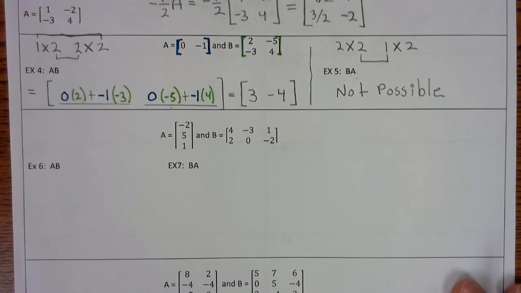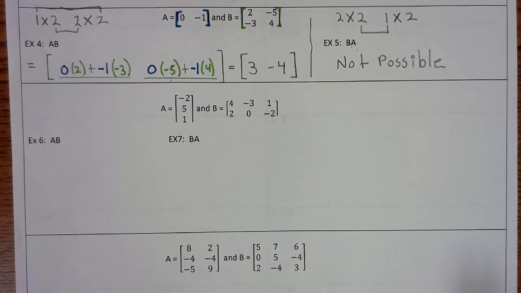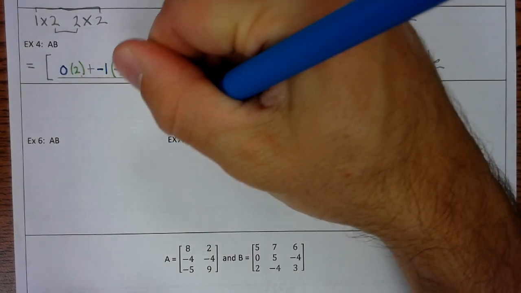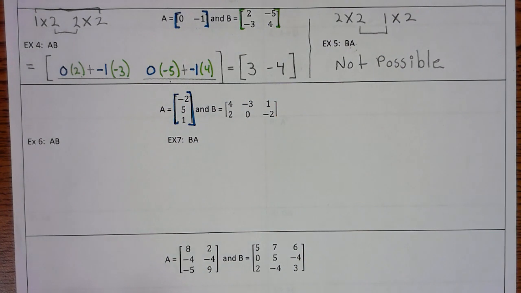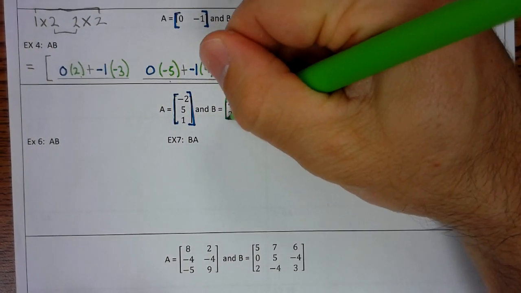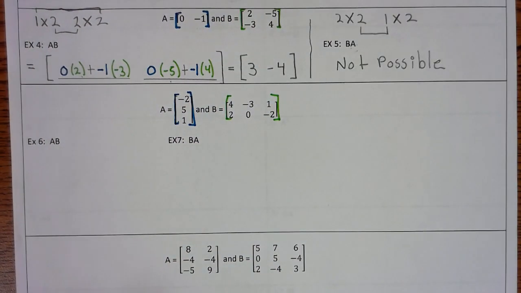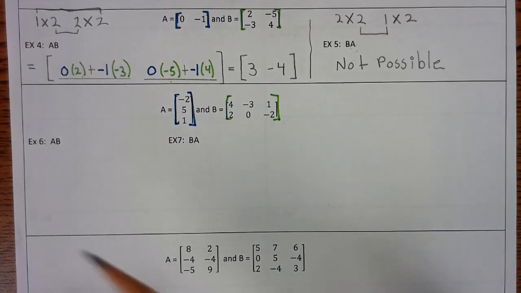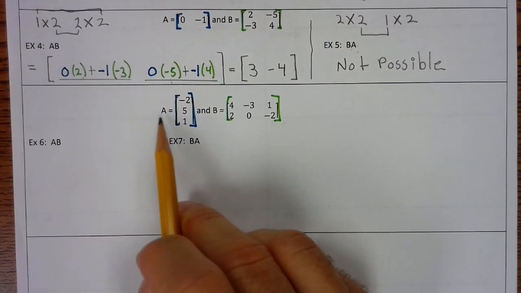All right, let's take a look at example 6. We're going to multiply A times B, and again, A we're going to do in blue, and B we're going to do in green. The first thing we do to see if we can multiply A times B is look at the dimensions.